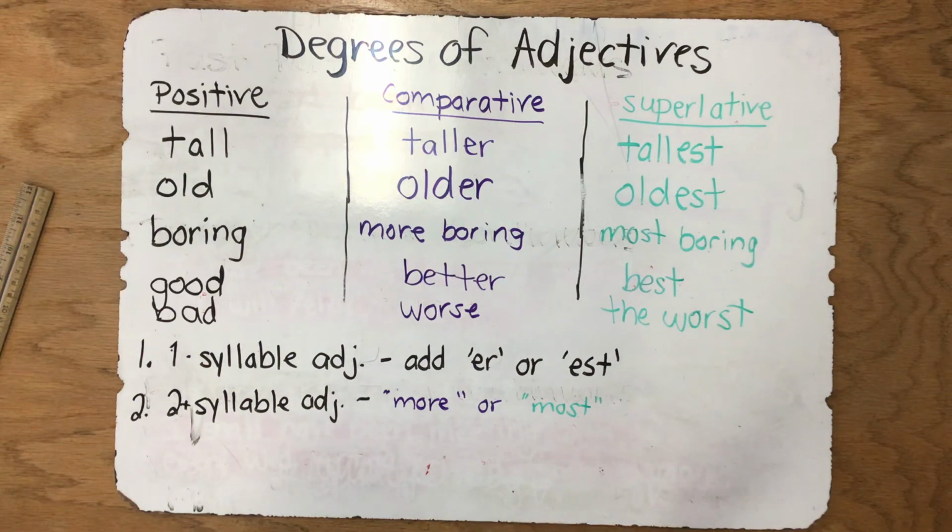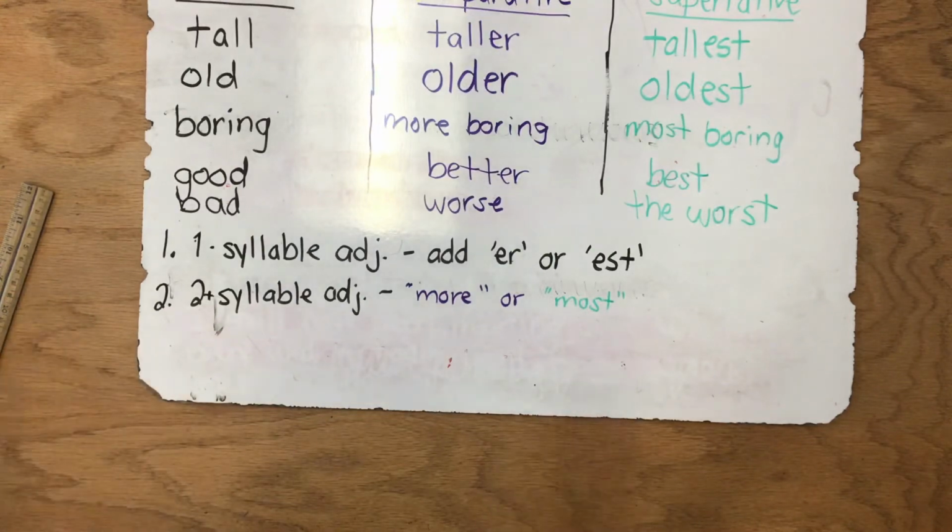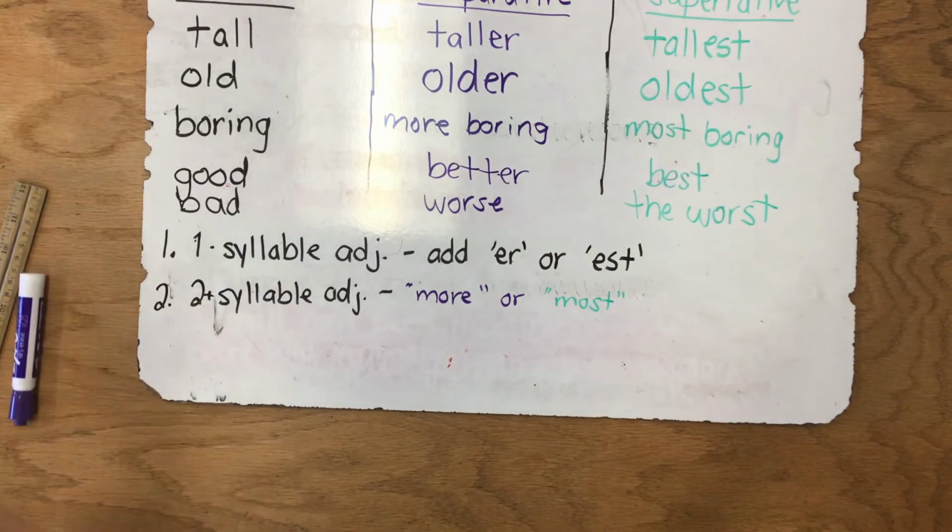And then I would like you to create a comic or a picture book of some sort. Get creative and show some sort of story where you have examples, at least 3 examples of positive, comparative, and superlative adjectives. You might have a comic strip of, it can be silly. This is where you can be silly and fun.